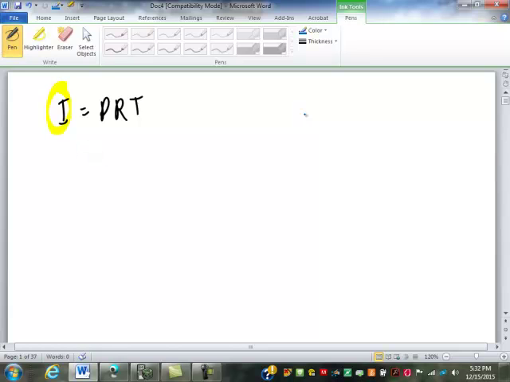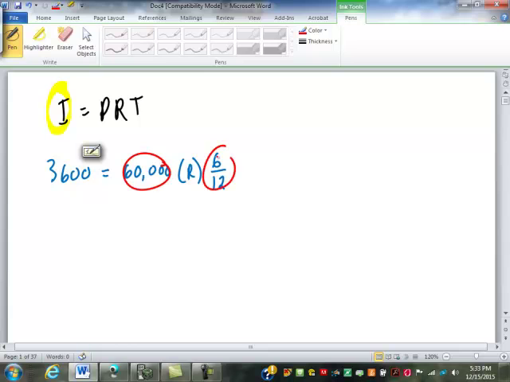We are given that the interest is $3,600. We put $3,600 in there. The principal is $60,000. We are looking for the rate, and the time is 6 months, so we're going to express that as 6 over 12. Solving for R, the first thing we'll do is the 60,000 times 6/12, which is actually 30,000 times R.